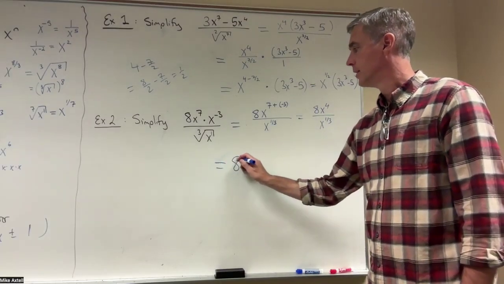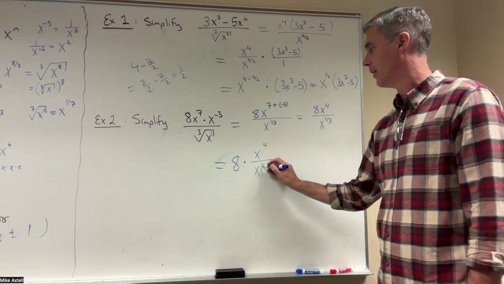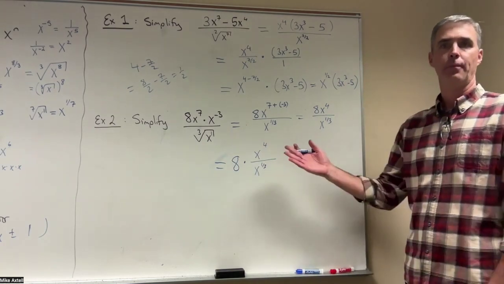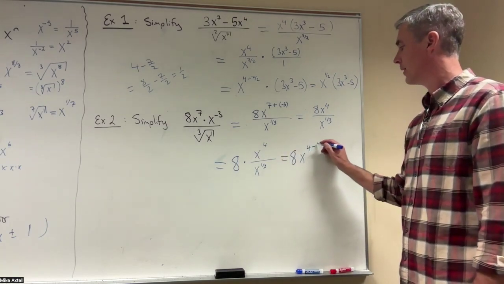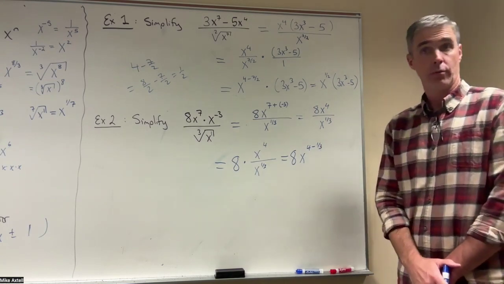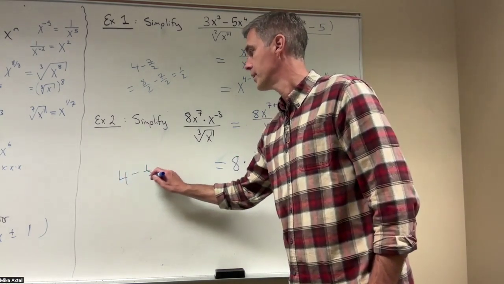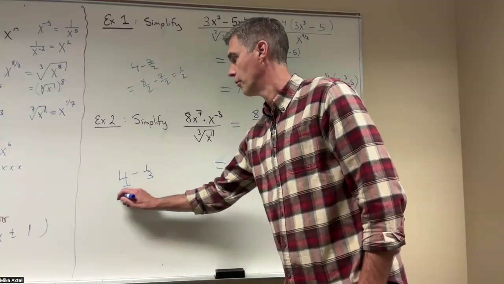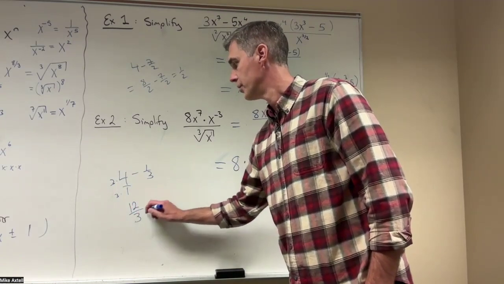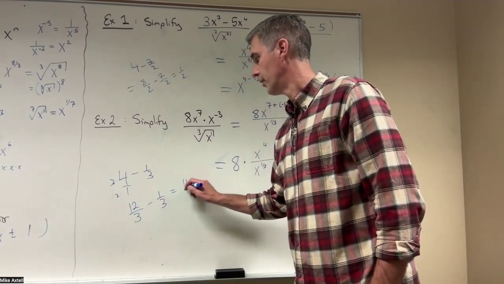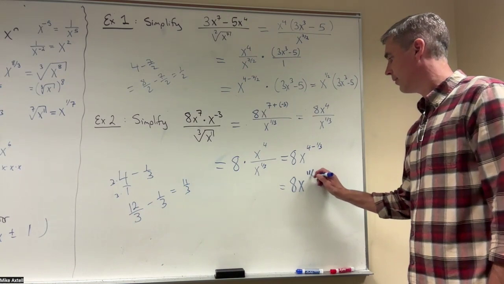I can think of the x to the fourth and the x to the 1/3 as one power of x divided by another. So the rule from the previous board said I can do 4 minus 1/3 as my new power of x. Some scratch work: let's figure out what 4 minus 1/3 is. 4 over 1, so I'm going to multiply top and bottom by 3 to get a common denominator. So I have 12/3 minus 1/3, which is 11/3. So this becomes 8x to the 11/3.